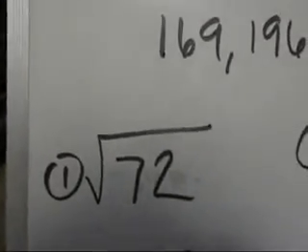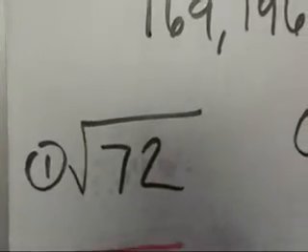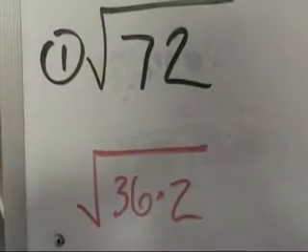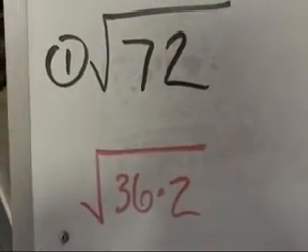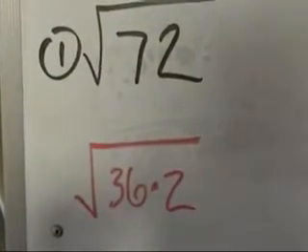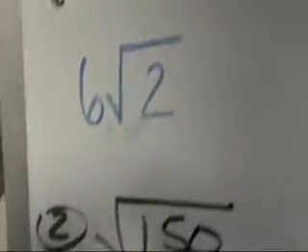I have the square root of 72. 72 is not in my list, but I find the largest perfect square that will go into 72 without a remainder, and that happens to be 36. 72 is the same as 36 times 2. Well, 36 is a perfect square, and it has a square root of 6, so the square root of 72 is 6 radical 2. Let's look at another one.